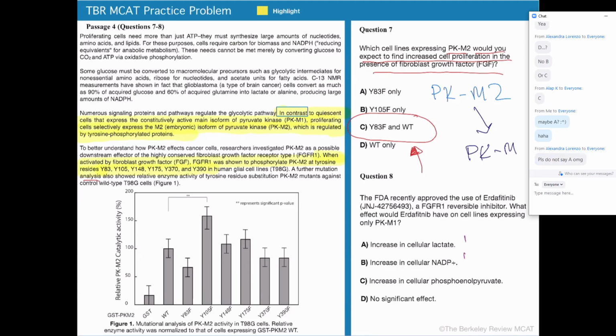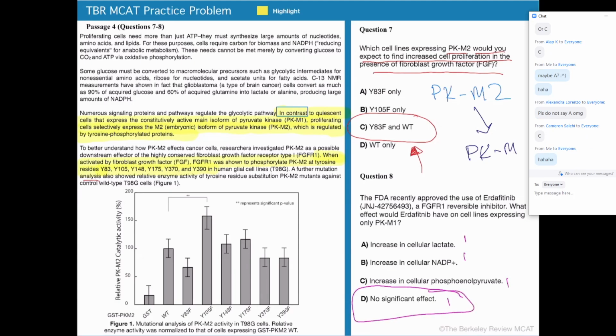Okay, so we've got answers all over the place. The answer is actually D. And why is it D? And why is this a really good question? This is a good question because, and this is why you need to know your glycolysis and your metabolic pathways, it's asking about cellular concentrations of metabolic intermediates.